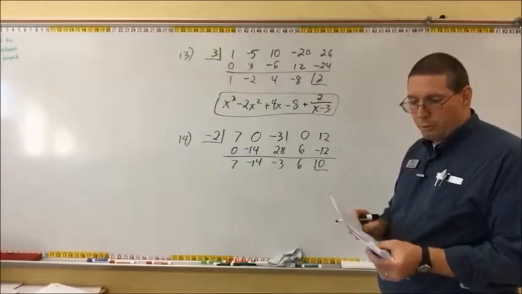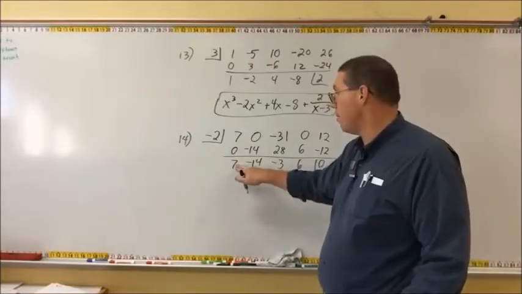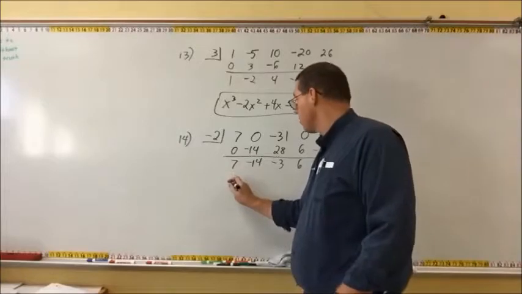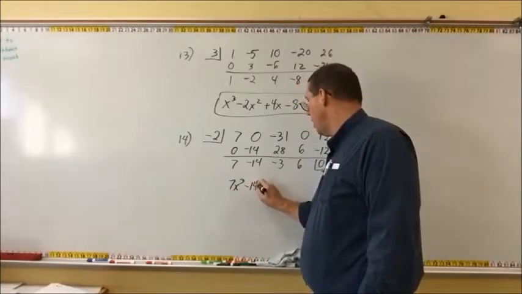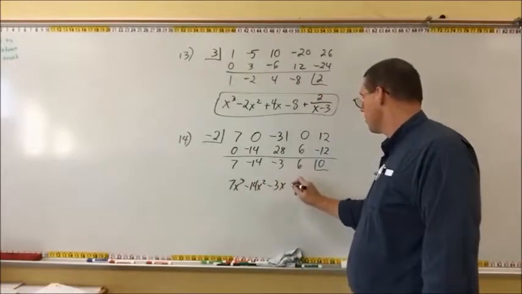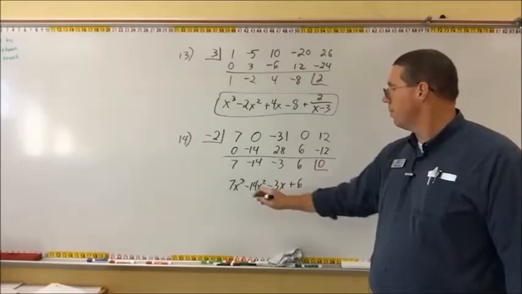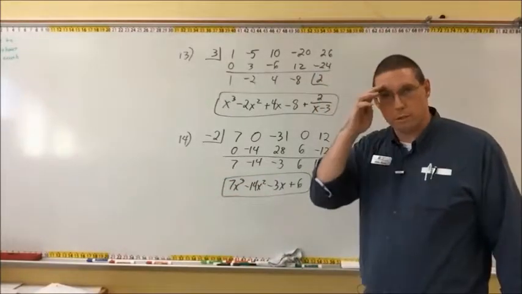The original problem started as 7x to the fourth, so this is going to become x to the third. So this is now 7x to the third minus 14x squared minus 3x plus 6. No remainder. That means that this is our final answer. That is our quotient. Okay?